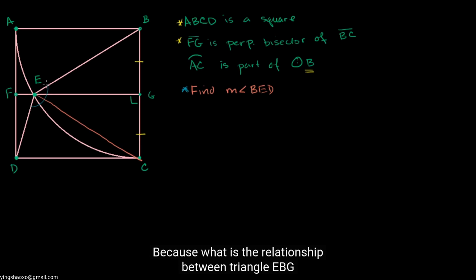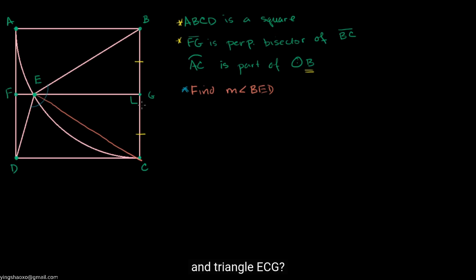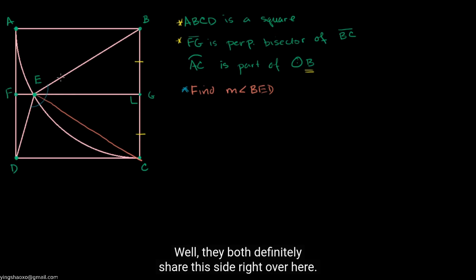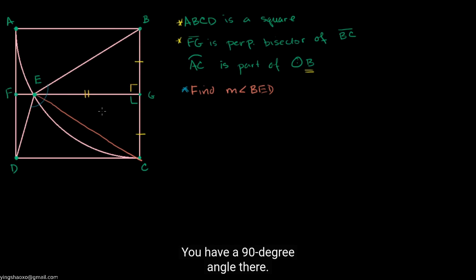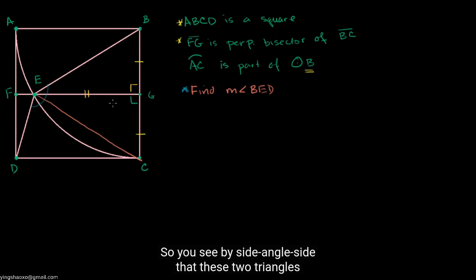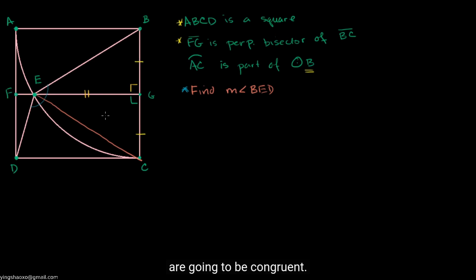Now something becomes interesting, because what is the relationship between triangle EBG and triangle ECG? Well, they both definitely share this side right over here. They both share side EG. And then BG is equal to GC. And they both have 90-degree angles. You have a 90-degree angle here, you have a 90-degree angle there. So you see by side, angle, side, that these two triangles are going to be congruent.